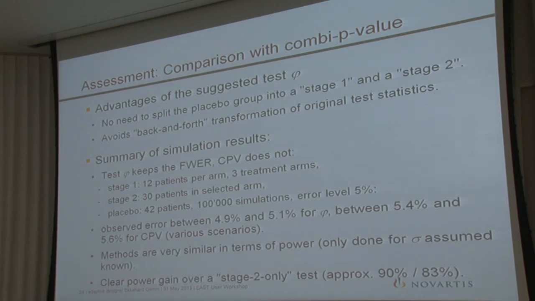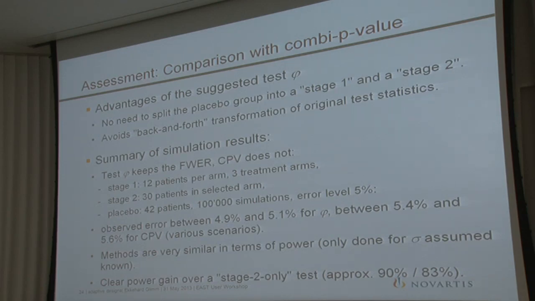But as said, if I modify this and say, okay, let's forget about this problem with the sigma estimation, let's fix that to a value that I know, then I did not see any real difference in terms of the power between those two methods. What, of course, you have with both methods is a clear gain in power over a stage 2 only test.